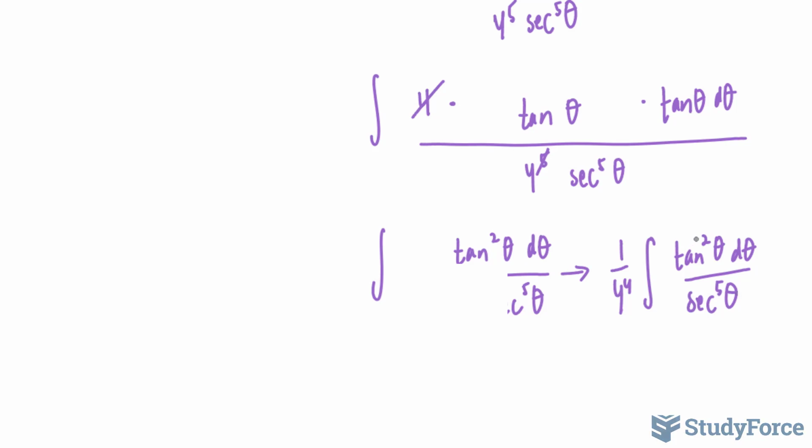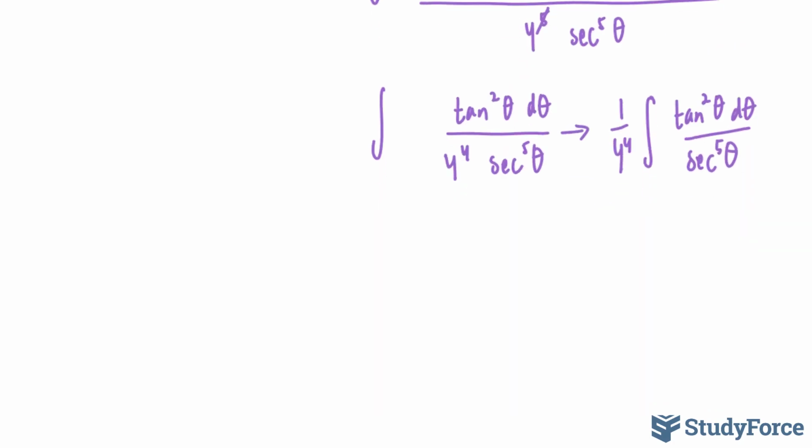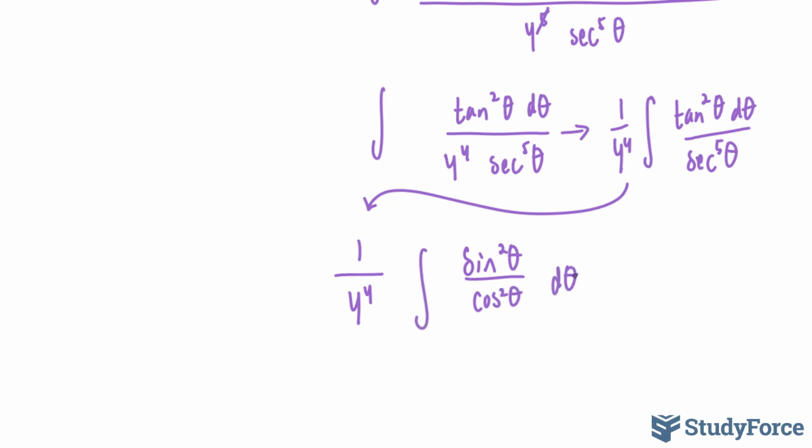So what I can do is replace tangent to the power of 2 theta with sine over cosine to the power of 2. So I'll continue my work down here, and I'll show you an arrow just to show you where I'm leading: 1 over 4 to the power of 4, and I will be replacing this with sine squared theta over cosine squared theta, d theta, over 1 over cosine to the power of 5 theta.